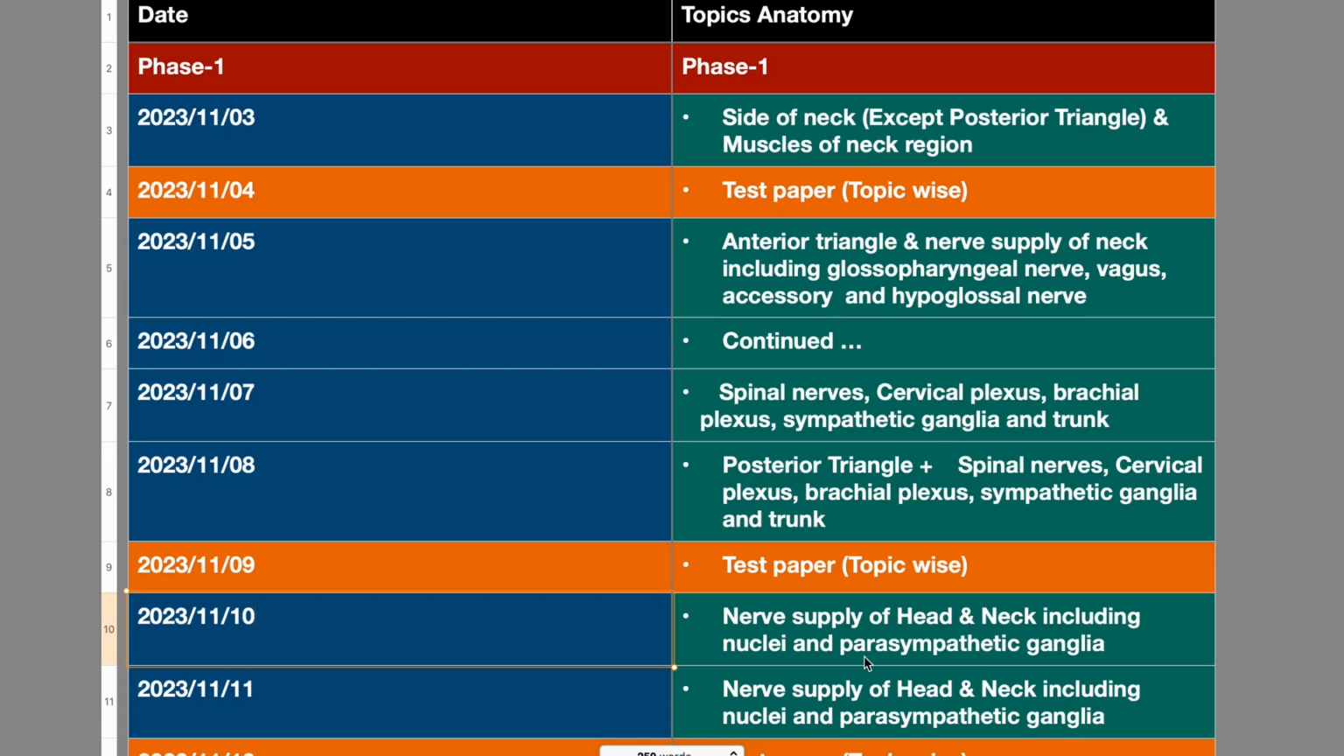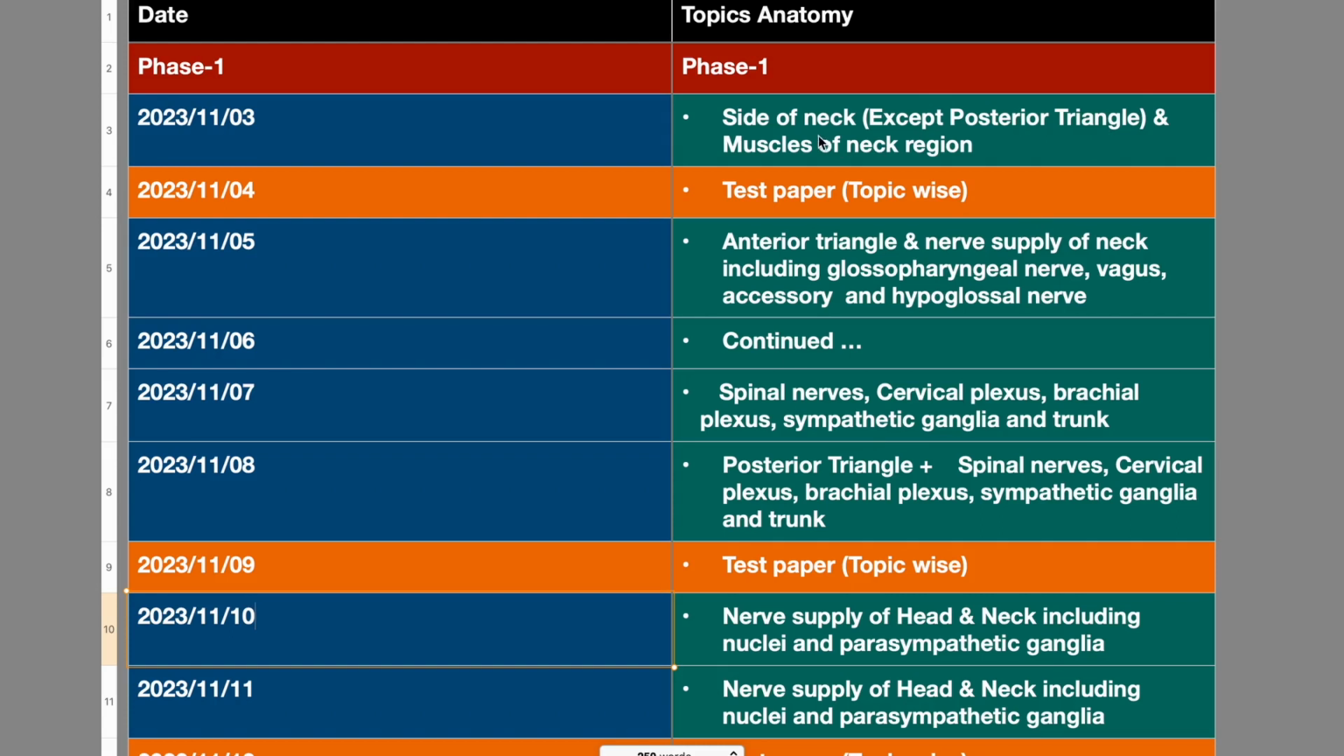Okay, what are the topics covered in phase 1? We're going to start with the first part, which is the side of the neck. Okay, you might have heard of something known as deep cervical fascia, investing layer of deep cervical fascia, like that. So it's a very, very important topic, and that is where we're going to cover side of the neck, except the posterior triangle. Okay, we're going to do posterior triangle a little later. Okay, there is a reason for that.